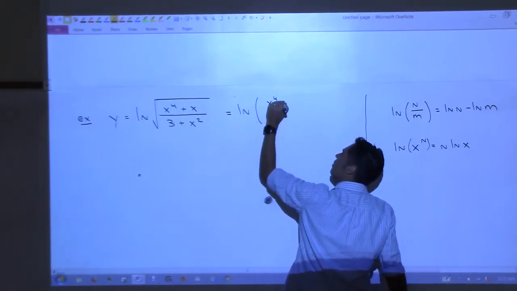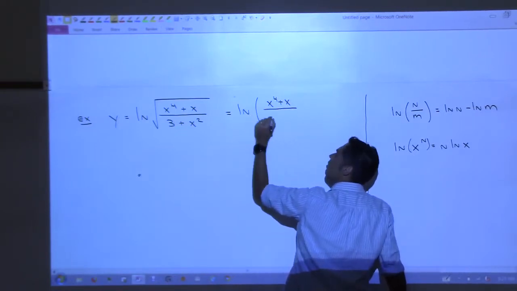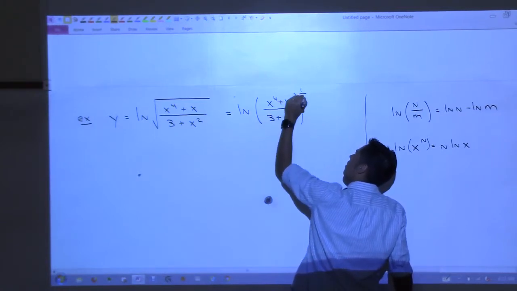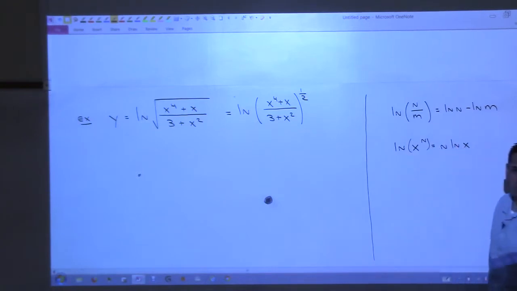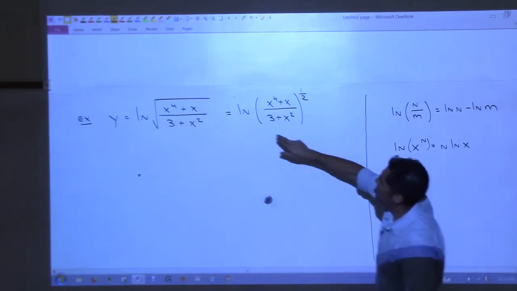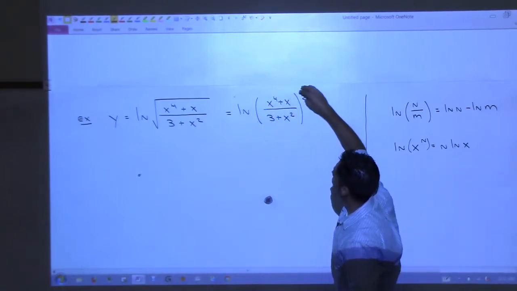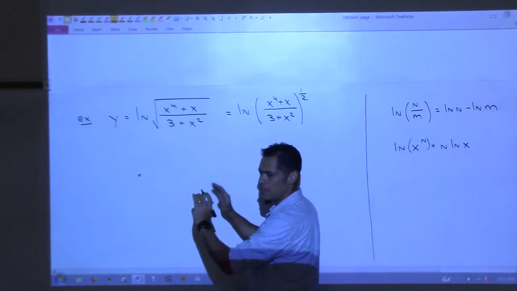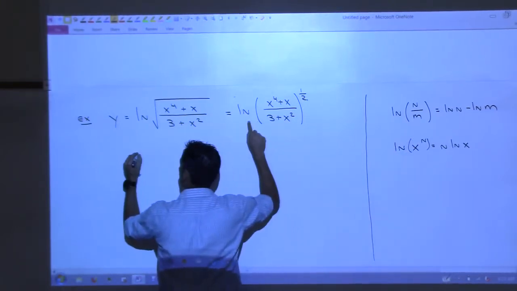Yeah, I'm going to change that square root to the 1/2 power. Do you all agree with that? That's the same thing. And then if I use this property that says the natural log of something raised to a power, the power can come out front, can't it? Yes. So I'm not doing any derivatives yet. I'm just rewriting this algebraically.